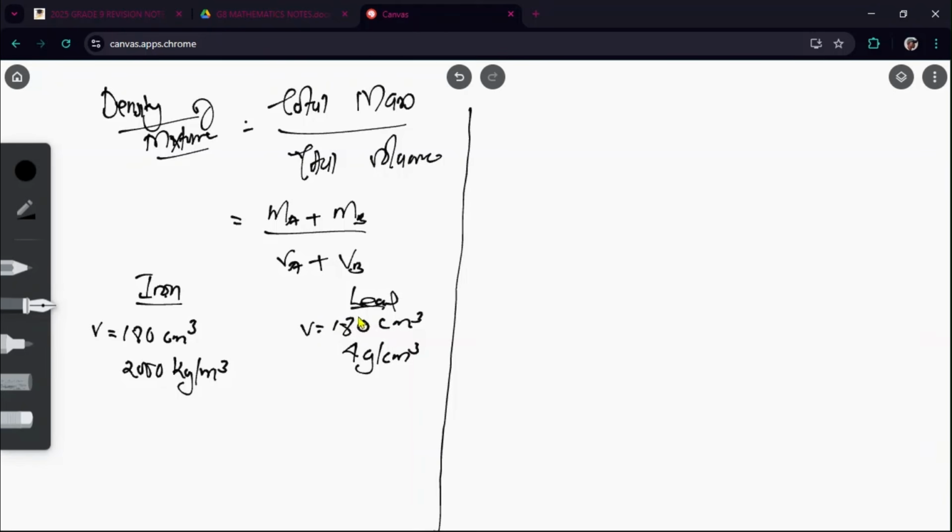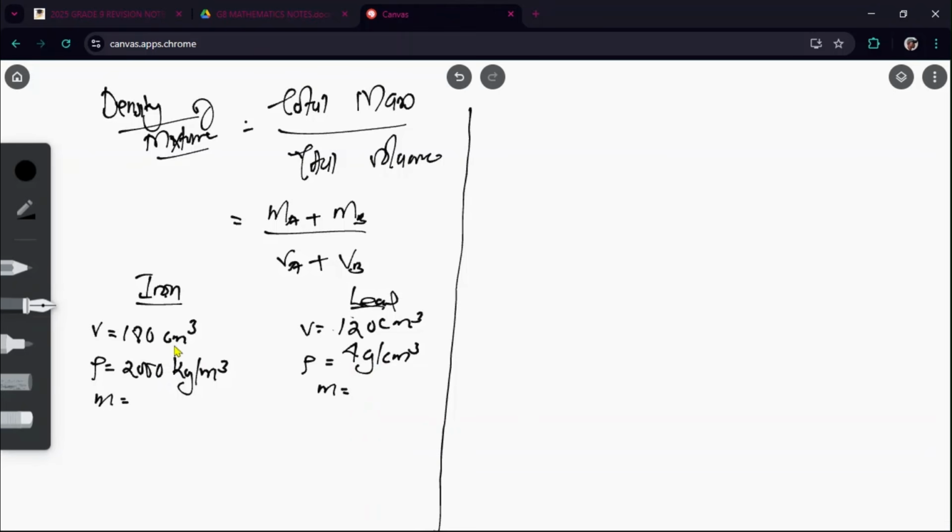And let me do a short correction here. I think it was 120. So here it was 120 centimeters cubed. So I will add that. Now this one is the density of iron, and this one is density of lead. So whatever we are missing is the mass of iron and the mass of lead metal. So I need to get that.